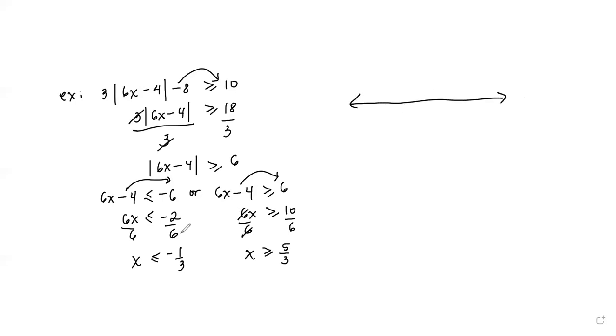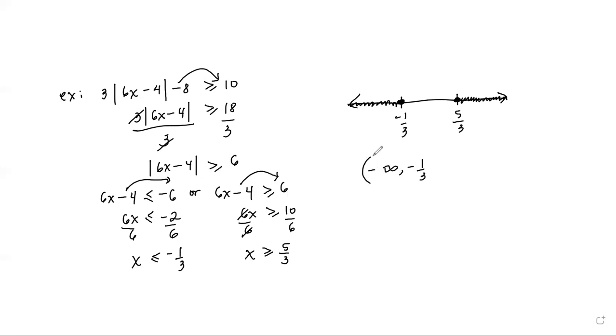So to write the solution set, we draw the number line, and then we plot negative 1/3, and then 5 over 3 is positioned to the right of negative 1/3. Since there's the presence of the equal sign, both of these boundaries are included in the solution set. And then x less than or equal to negative 1/3 means everything to its left is included. And x greater than or equal to 5/3 means everything to the right of 5 over 3 is included in the solution set.